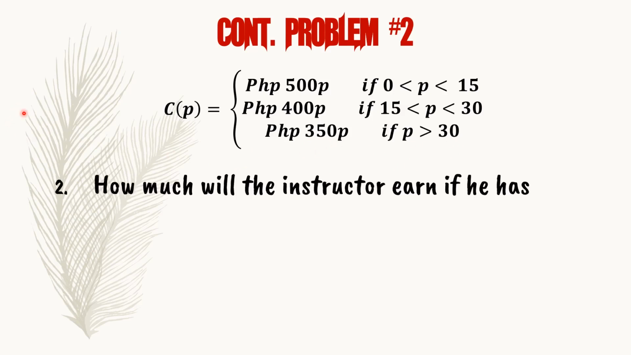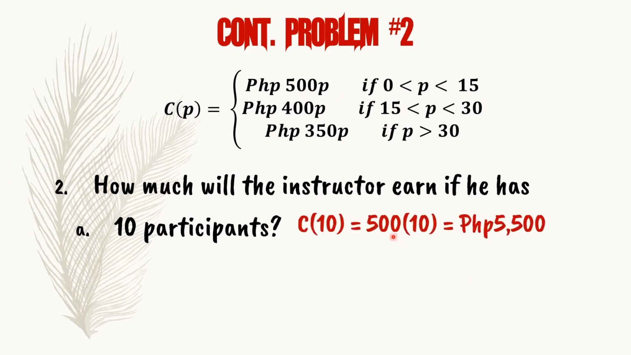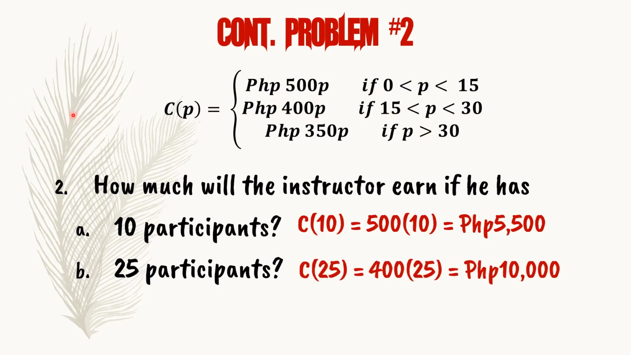Now, how much will the instructor earn if he has 10 participants? Since 10 is less than 15, we will be using the first equation. So we simply multiply it by 500. So the instructor will earn 5,500. Now, how about if you have 25 participants? Okay, for 25 participants, that is between 15 and 30, so we will be using 400 times P. So you have C of 25 is equal to 400 times 25. The instructor will earn 10,000 pesos.